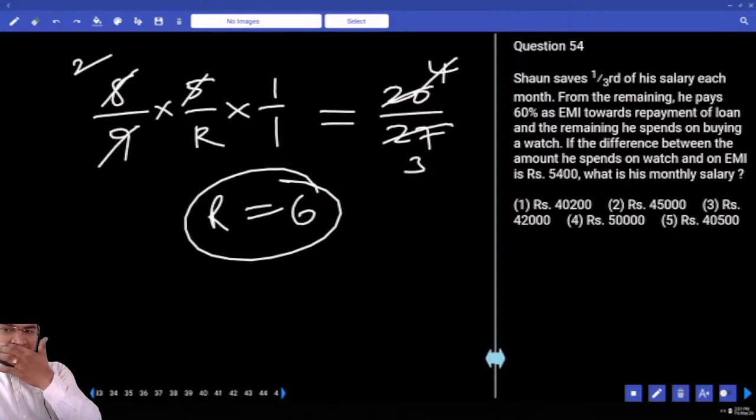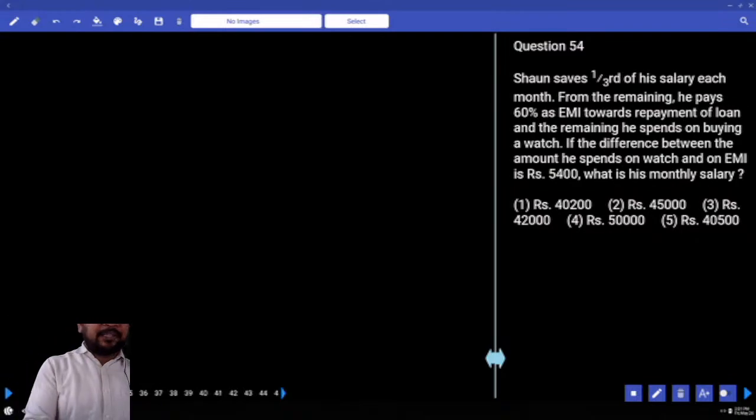Sean saves 1/3 of his salary each month. From the remaining, he pays 60% as EMI towards repayment of a loan, and the remaining he spends on buying a watch. If the difference between the amount he spends on the watch and the EMI is 5,400, what was his monthly salary? Now I assume the monthly salary as 300.